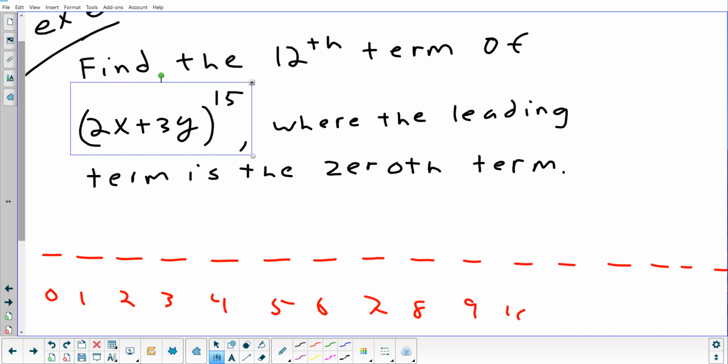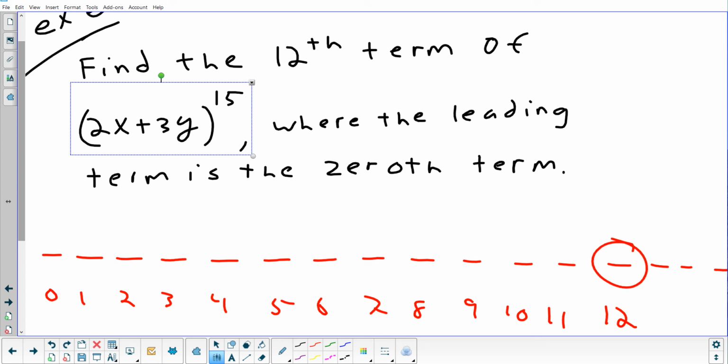And the reason I started numbering with the 0th term and not the first term is because of the way Pascal's triangle works. It starts with row 0, column 0. So if you don't start with the 0th term, you're going to be off by 1. So when you're trying to figure out the 12th term, number them like this: 1, 2, 3, 4, 5, 6, 7, 8, 9, 10, 11, 12. That's the one that I want to know right there.